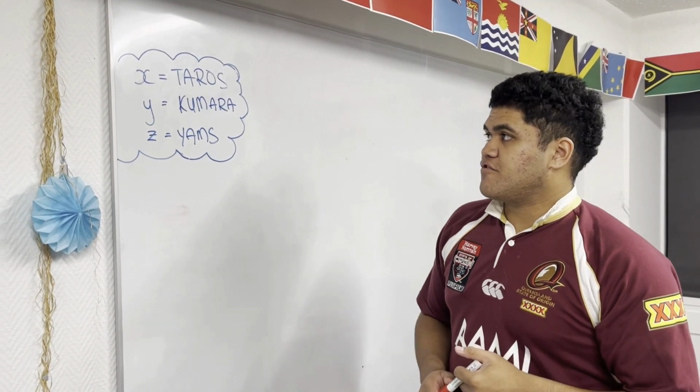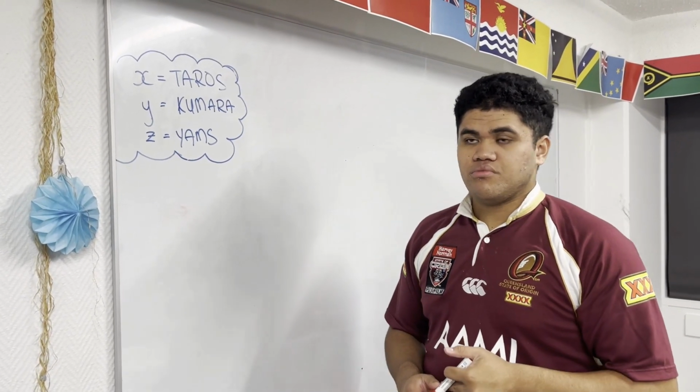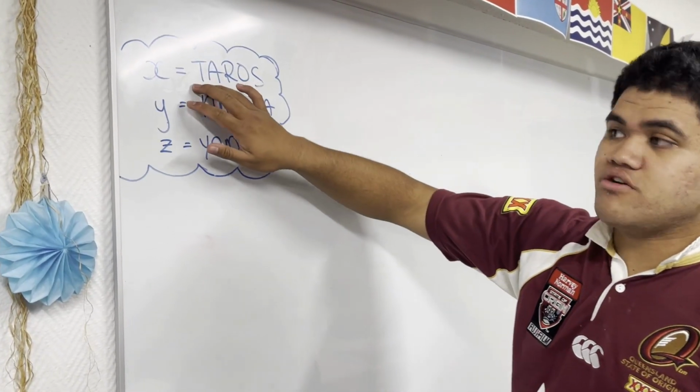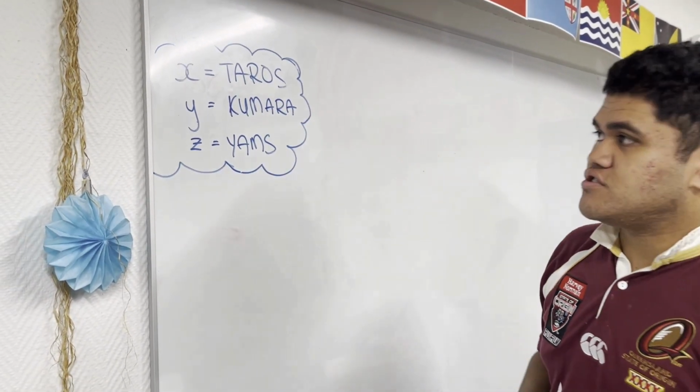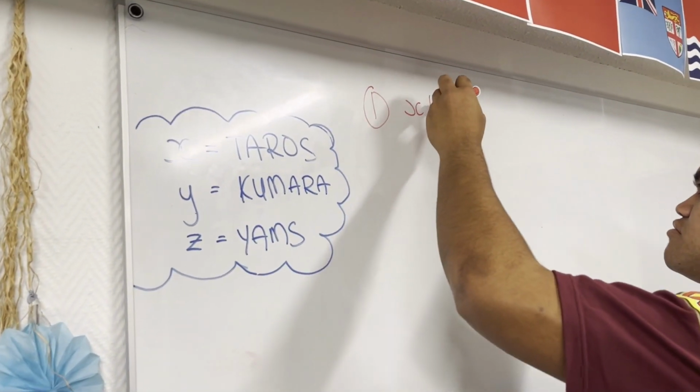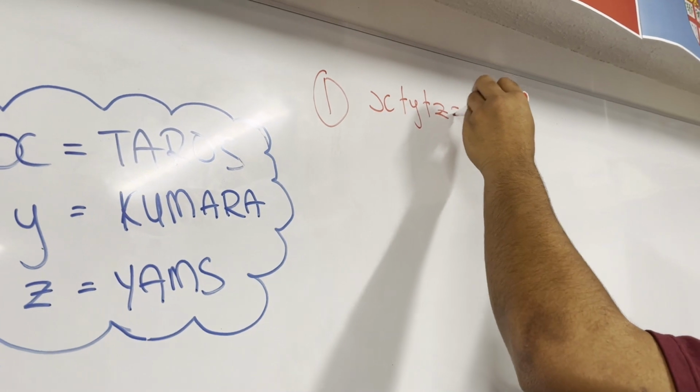Hey guys, so we're going to be helping out with all of the calculations about how many bags of each vegetable there should be for her cousin's wedding. So we have taros, kumara, and yams. If we let x equal taros, y equal kumara, and z equal yams. She said that there's a total of 80 bags. So here gives us our first equation: x plus y plus z equals 80.